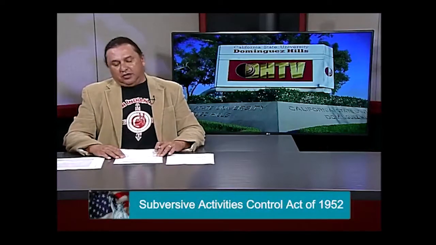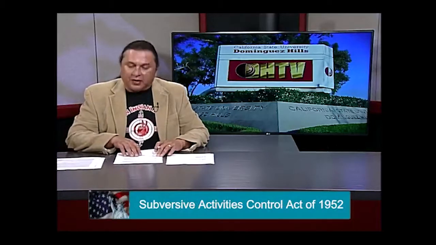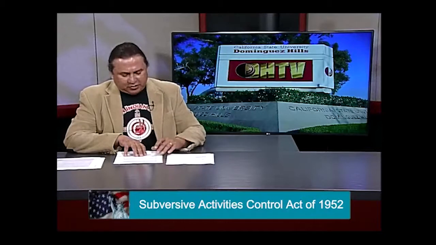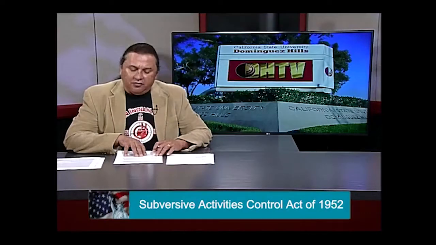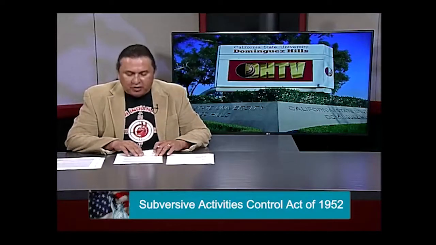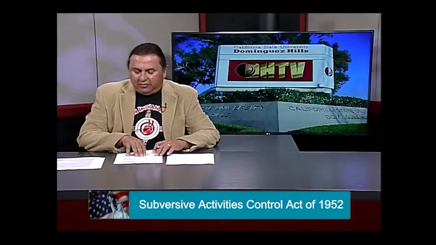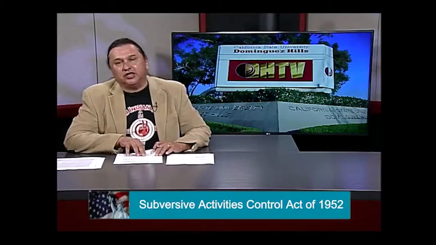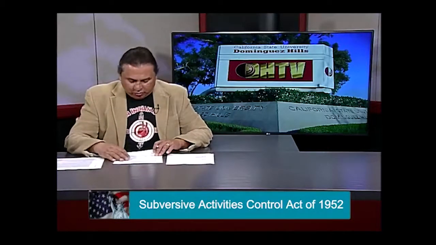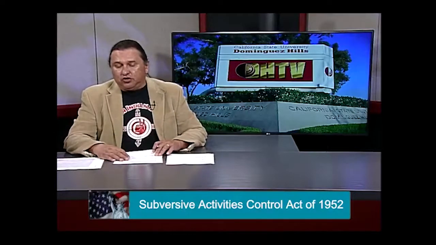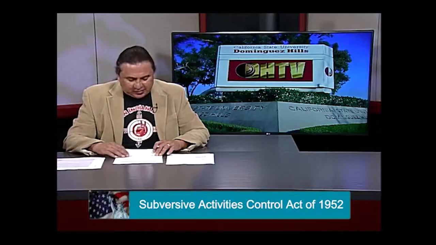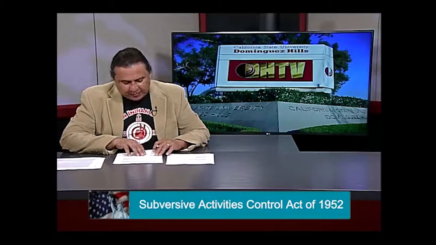Now, the Subversive Activities Control Act, along with the Immigration and Nationality Act, reflected the Cold War atmosphere and anti-communism of the period following World War II and at the onset of the Korean War. The law reinforced the Smith Act of 1940 and, coupled with the Immigration and Nationality Act, enforced the continuation of the National Origins Quota System. So President Truman, who vetoed the acts, was outdone.